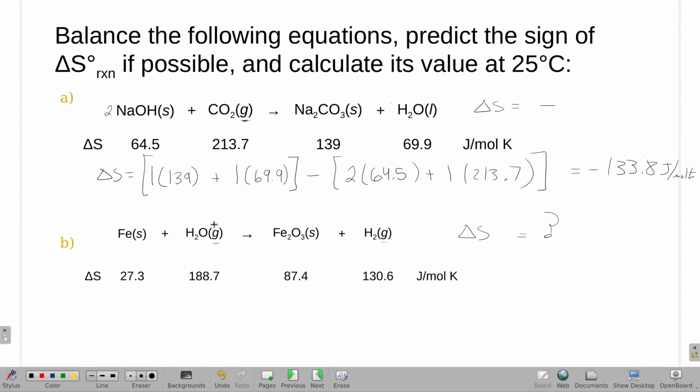We do need to balance this. Actually, I'm going to do the oxygens. I have these 3 oxygens, so I'm going to need 3 waters. That means I need 3 of these H's and 2 Fe's. Alright, got that balanced. Let's do the same type of thing here. Delta S is 1 times our iron oxide and 3 times the hydrogen. That's my products. 2 times my reactants.